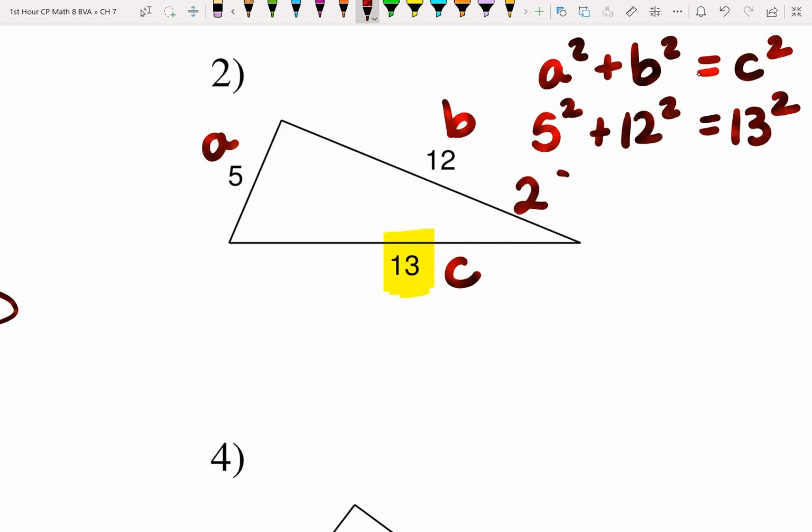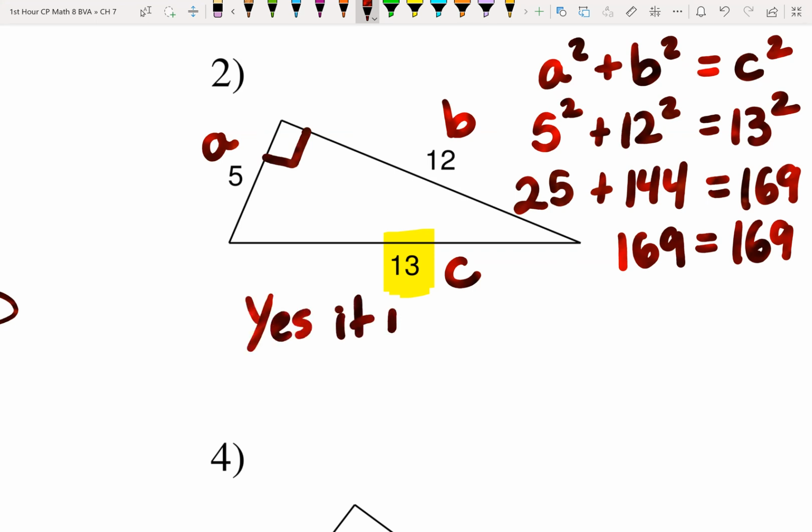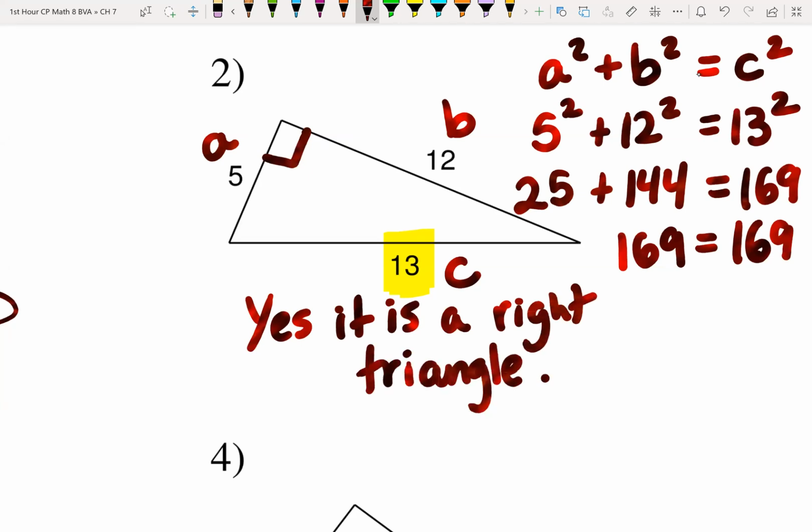5 squared is 25, 12 squared is 144, and 13 squared is a perfect square, it's 169. 25 plus 144 is 169. So these side lengths do form a right triangle. So yes, it is a right triangle. Okay, we're going to jump to another section now where we're going to apply the Pythagorean theorem to find a missing side.